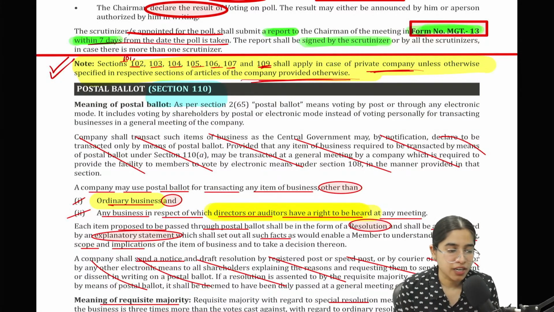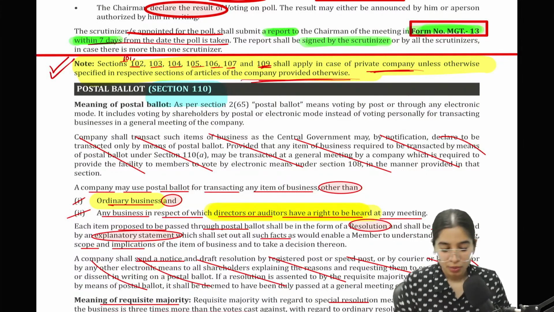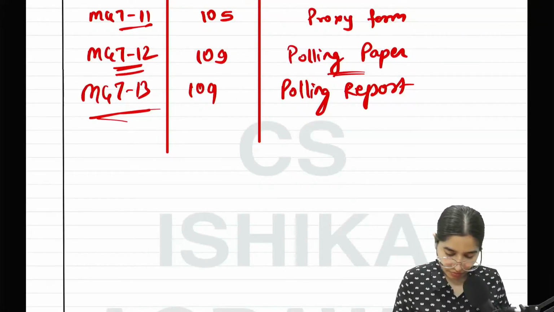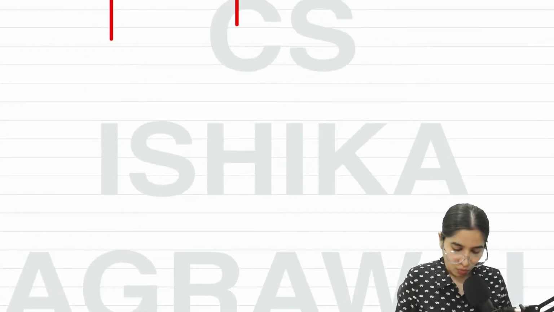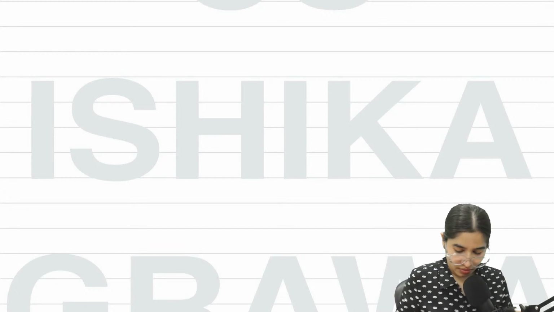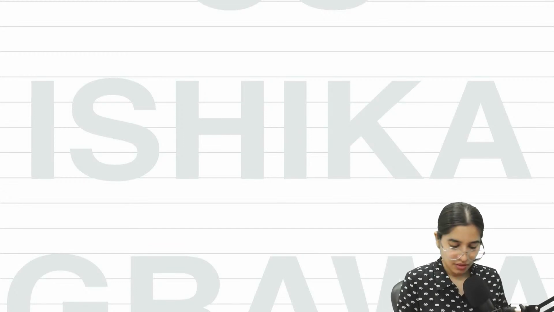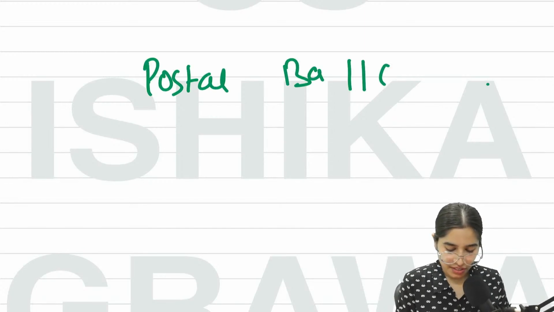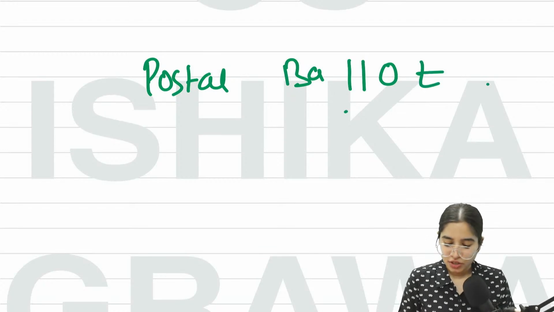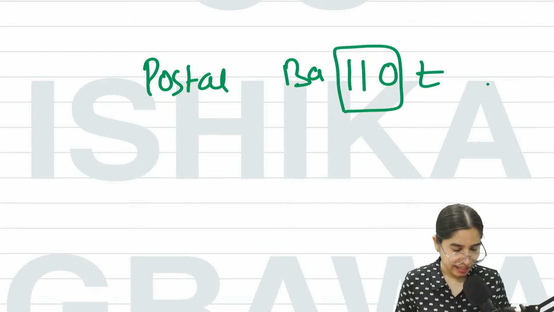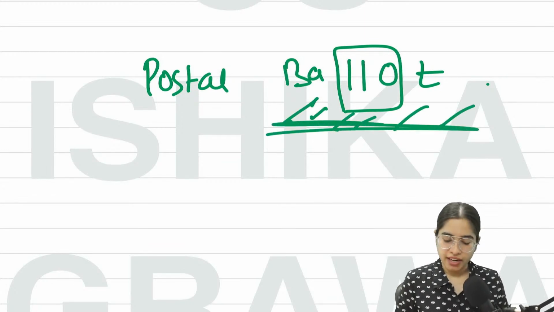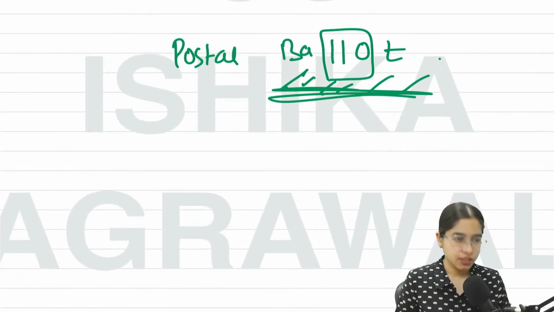Next is the postal ballot process. For postal ballot, there's one shortcut to remember this section: postal ballot, BA110T. This is how you can remember section 110. This is the section for postal ballot, section 110.